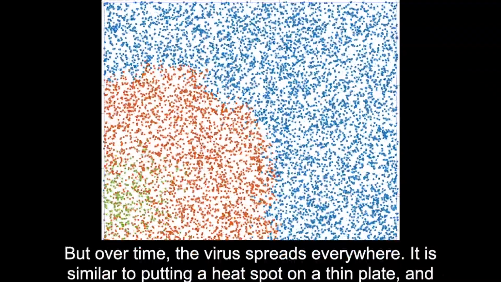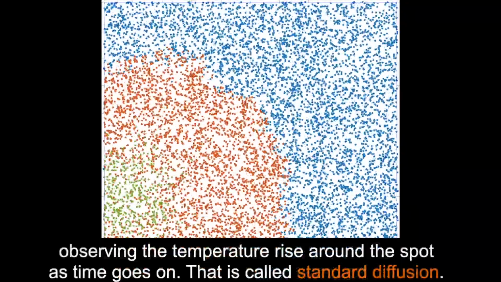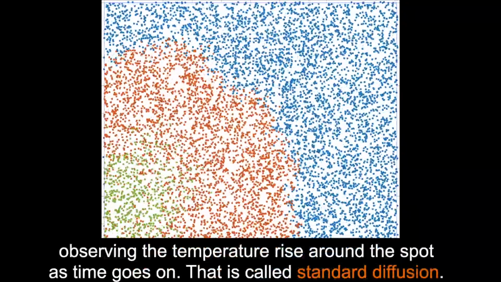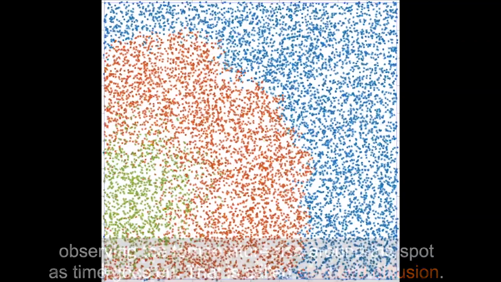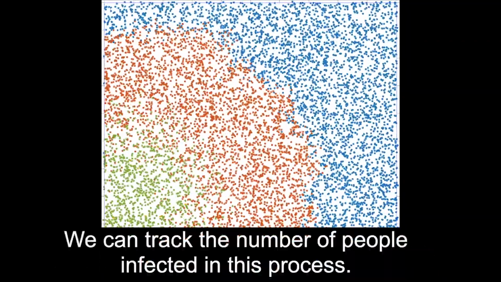It is similar to putting a heat spot on a thin plate and observing the temperature rise around the spot as time goes on. That is called standard diffusion. We can track the number of people infected in this process. Let's go back to the start and examine the process again.